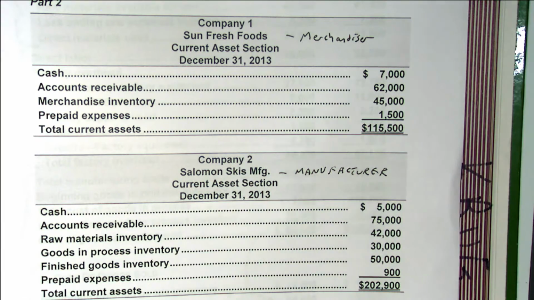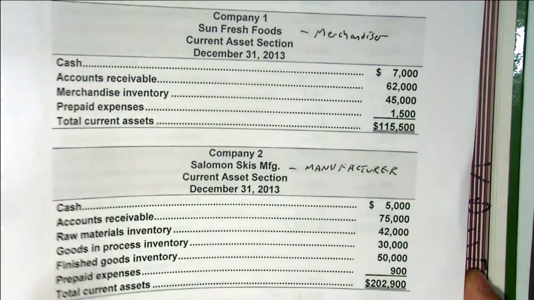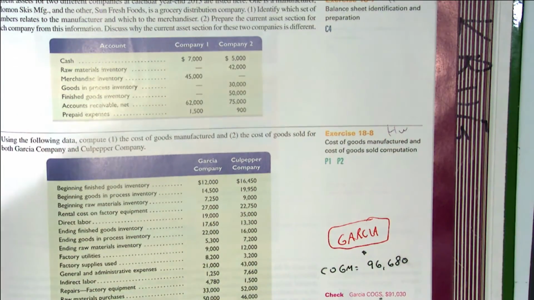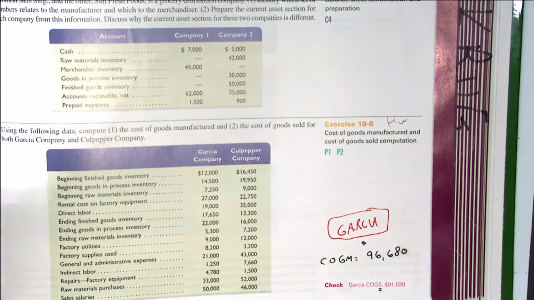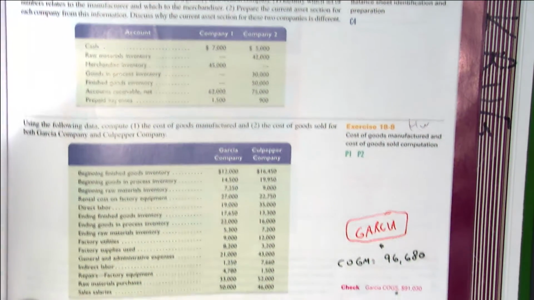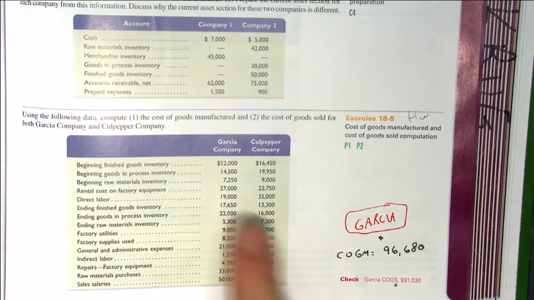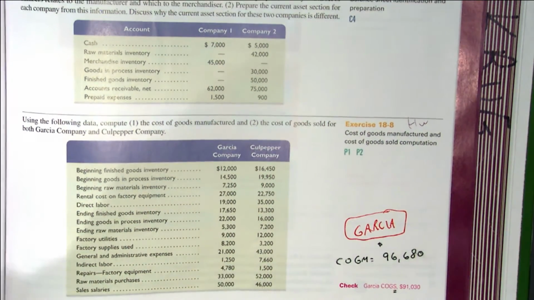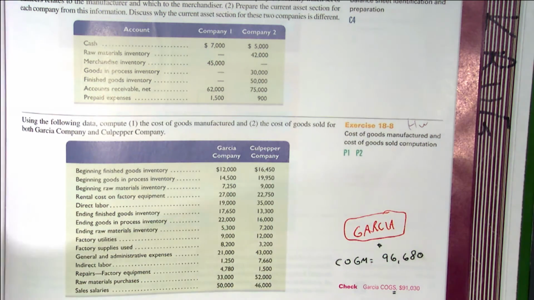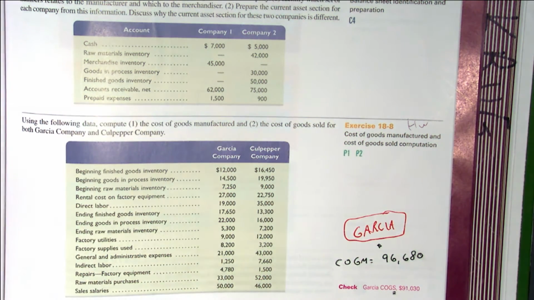All right. Then the final homework problem I gave you was exercise 18.8. Now, we did the Garcia Company in class, did we not? Yep. Okay. We did the Garcia Company in class, and what I asked you to do as homework was the Culpeper Company. Is that correct? So let's go ahead and take a look at that, okay?